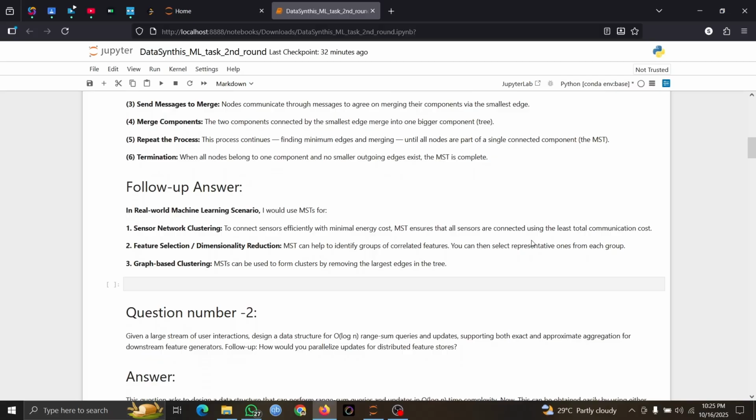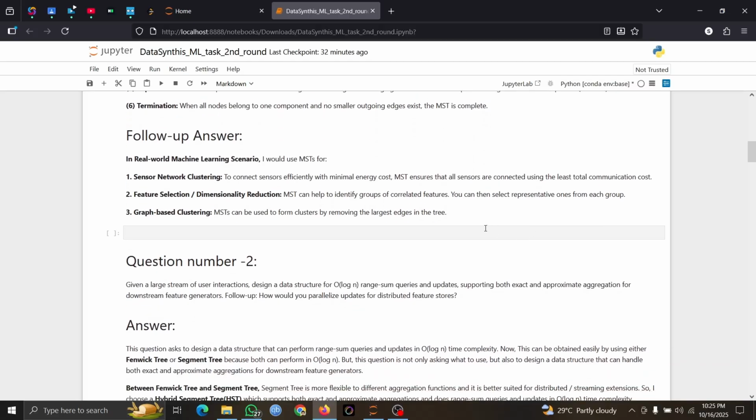MST. Now, the answer to the following question: I would like to use MST in real world machine learning scenarios because I can use MST for sensor network clustering, for feature selection or dimensionality reduction, which is very important in machine learning, and I can use it for graph based clustering.